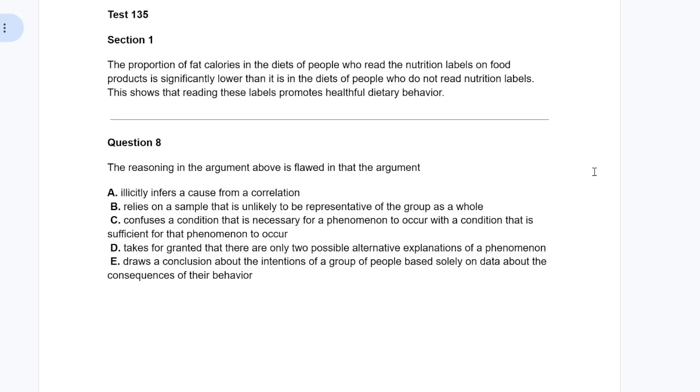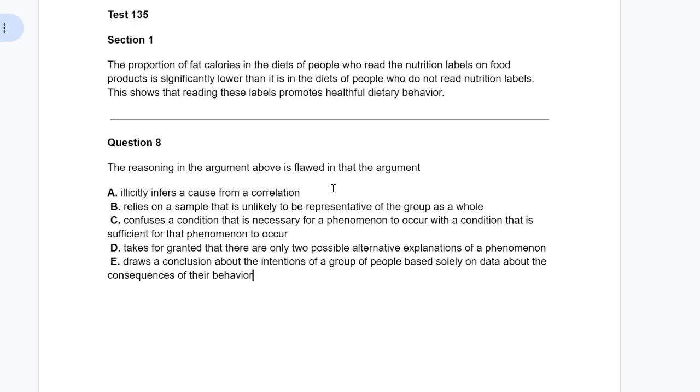So we're asked, the reasoning in the argument above is flawed in that the argument... so always try to make a prediction. So here I'm going to predict that it's confusing a correlation for a causation. So, yep, A says that right off the bat. And right now, I'd probably skim through B through E and make sure they're not that. But really the explanation for why B through E are wrong is just going to be that they're not saying what A says: it infers a cause from a correlation. It's taking a correlation to be a cause.